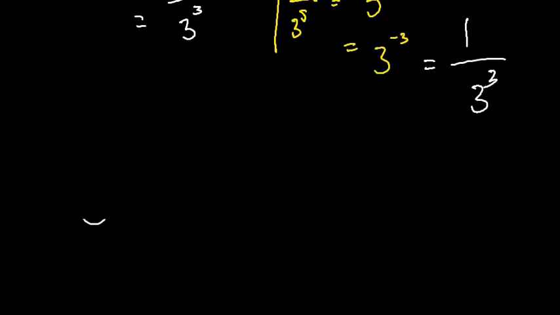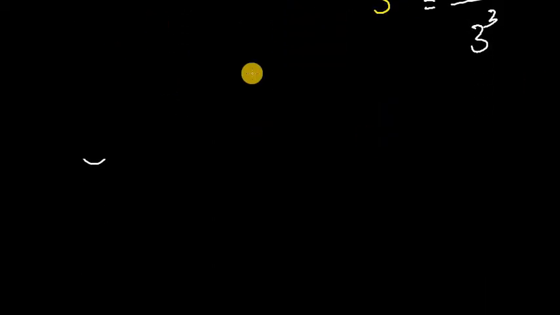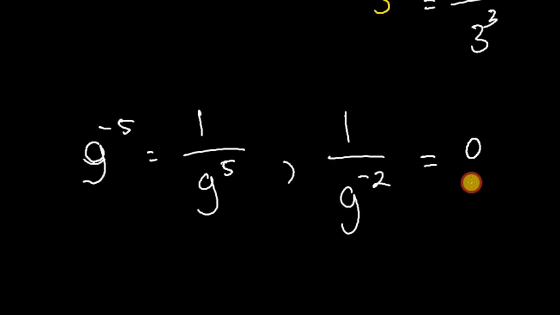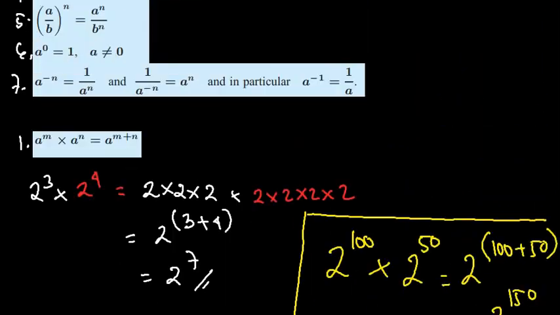So we can say that, let's use this number. Let's say I have 9 to the power of negative 5. This will equal 1 over 9 to the power of 5. Same goes with 1 over 9 to the power of negative 2. This will equal 9 to the power of 2. Okay, that is for the index law.